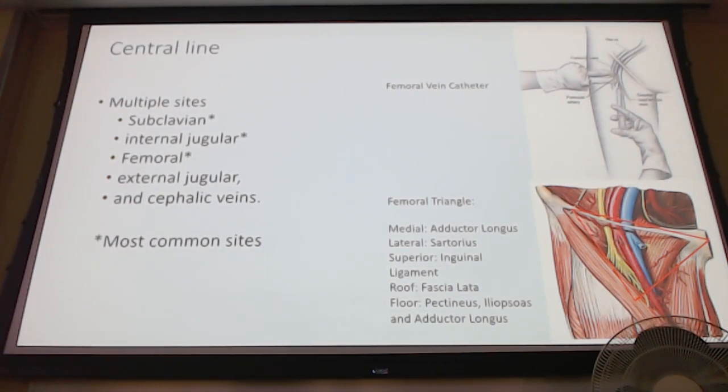Okay, these are the sites: subclavian, internal jugular, femoral, external jugular, not really. Cephalic veins, not really. If we're going to do cephalic veins, we're more likely going to go with a PICC, which we'll talk about next. But these 3 sites are the most common.